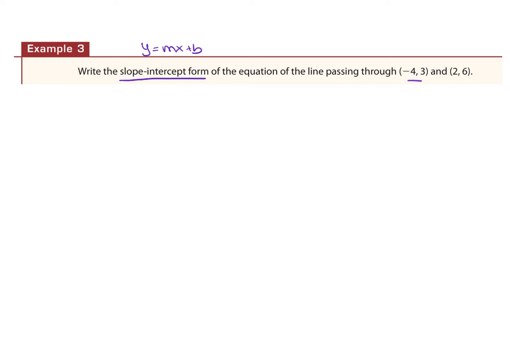They have given us 2 points, all right? Well, that's great, except that with 2 points, I need the slope, all right? And so the first thing I'm going to do here is find the slope. So I do have to use my slope formula, which is just subtract your y's, subtract your x's, all right? I'm going to say my y's, 3 minus 6, over my x's, negative 4 minus 2.